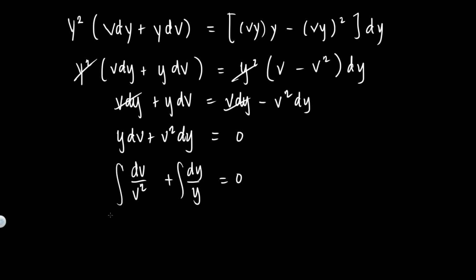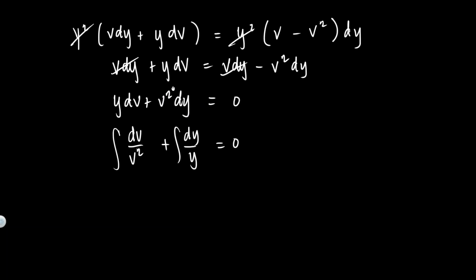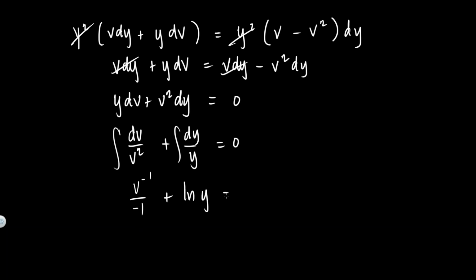Then integrate. So we have negative v raised to minus 1 over 1. Okay na yan, no? Or negative 1, no? Over negative 1. Or v raised to minus 1 over negative 1. Same, no? So plus ln of y equals c. So negative, this is 1 over, okay, negative 1 over v. Yan, plus ln of y equals c.